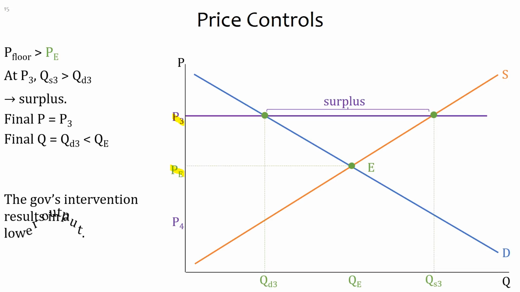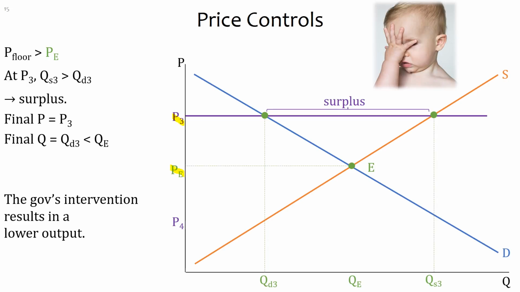So the moral of the story is that the government's intervention results in a lower output. This is an extremely important observation. If we want to maximize production, the government intervention is not going to help. It's going to only reduce the production. Okay, so it's like, oh no, what have we done, right? That's the result of government intervention in terms of price controls. Pause here, take some notes, and have a great day.